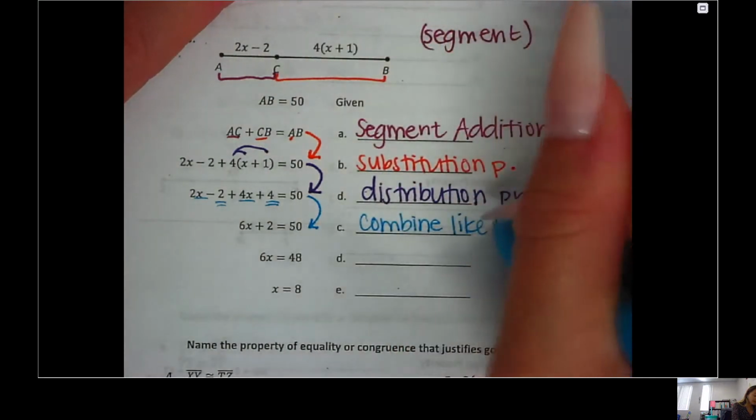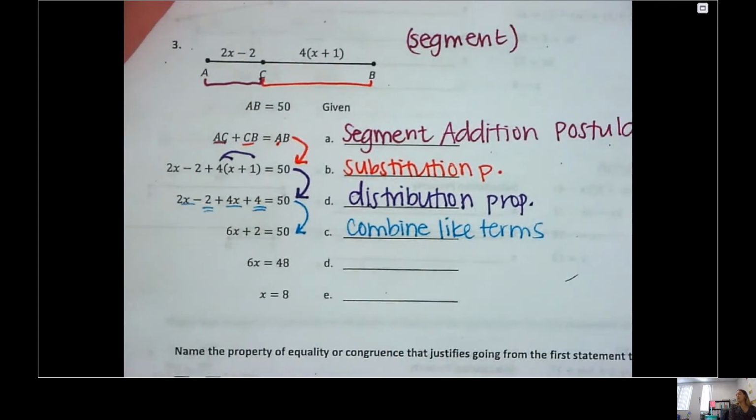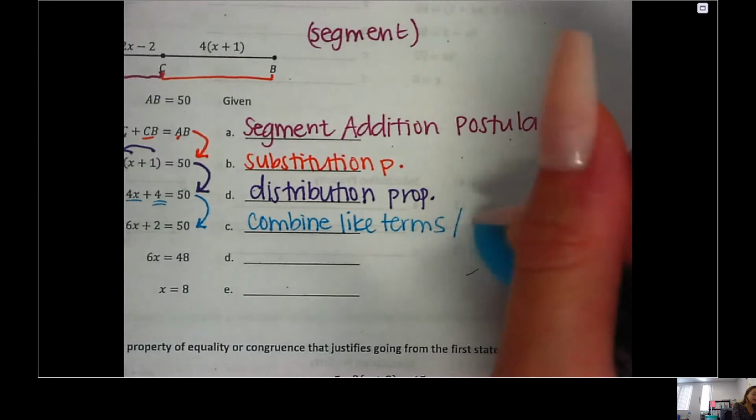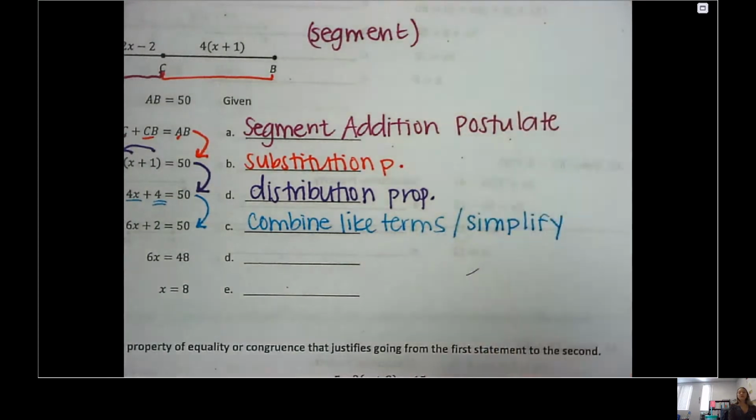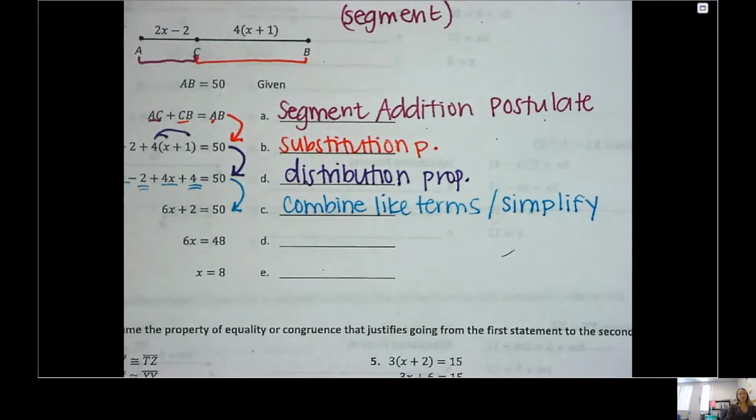Combine like terms. And if that's too much for you to write, combine like terms is exactly the same as simplifying. Simplify. Both of those mean the same thing. Combine like terms or simplify, so if you see either one, they both mean the same. All right. Now it should be really easy.